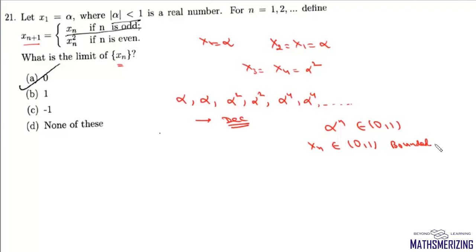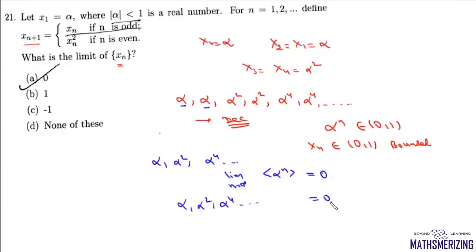This limit converges. Now we consider the subsequence of odd terms, alpha, alpha square, alpha to the power 4, so it will be alpha to the power n, and if we take this limit as n tends to infinity, now if alpha lies between -1 and +1, then this limit alpha to the power n will be simply 0. In the same way, if we take the subsequence of even terms, alpha, alpha square, alpha to the power 4, again it will converge to 0. Now both the subsequences converge to the same limit 0. So the limit of the sequence xn will be simply 0, and that's your option A.